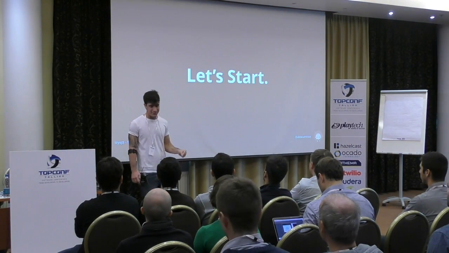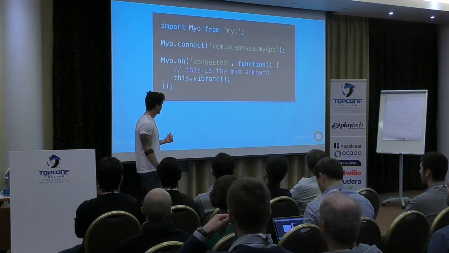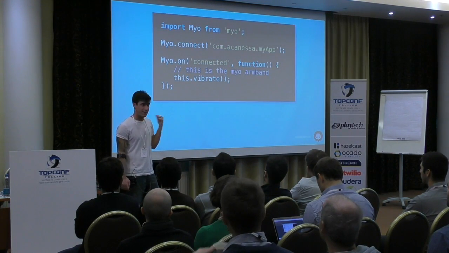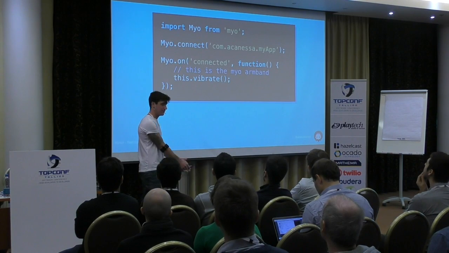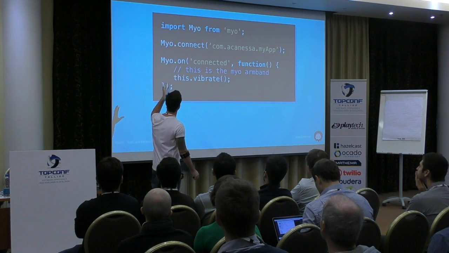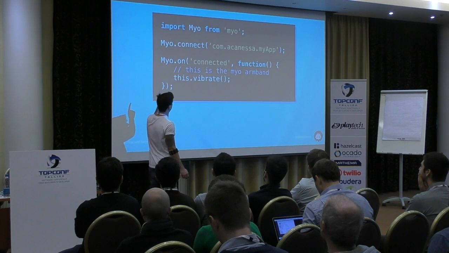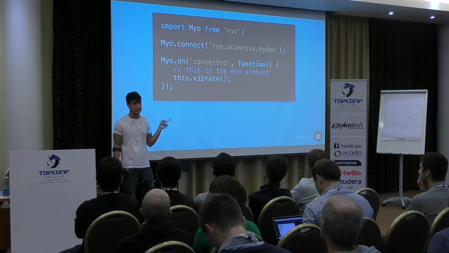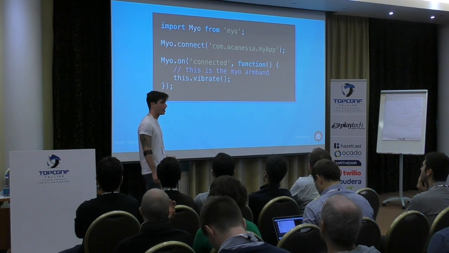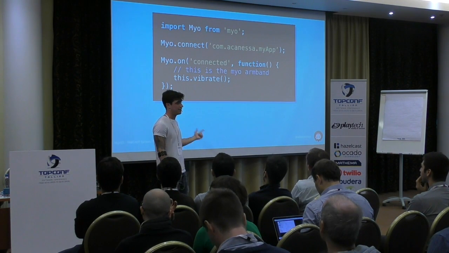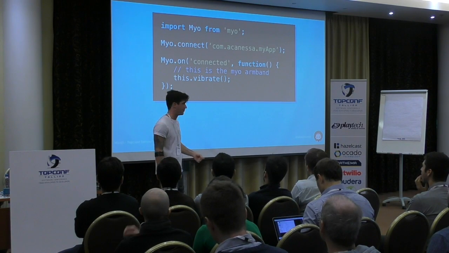Let's actually go into some code. That's how the library works, and that's how it looks. You create your JavaScript file, and then that's how you import. I'm importing Myo as an ES6 class. You can use the require pattern, or you can download the CDN and just include it in your HTML.